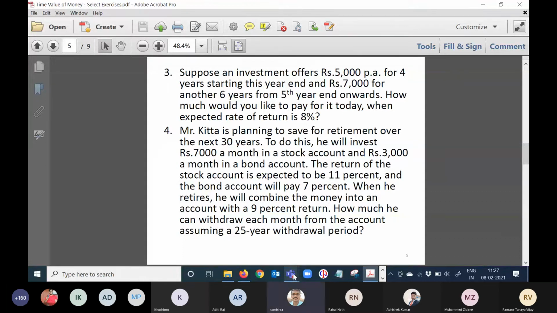Draw the timeline. You are going to get 5,000 rupees per annum for 4 years starting this year and 7,000 for another 6 years from the 5th year onwards. How much would you like to pay for it today when the expected rate of return is 8%? If you draw the timeline at least, you can draw it in your notebook and flash it and share your video. You have 1 minute to do that. First draw the timeline with cash flows marked.